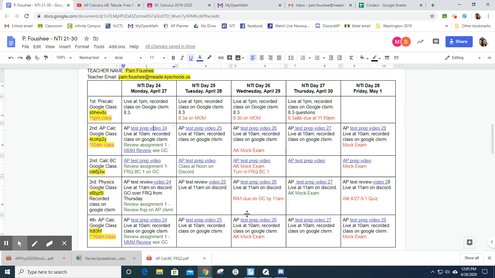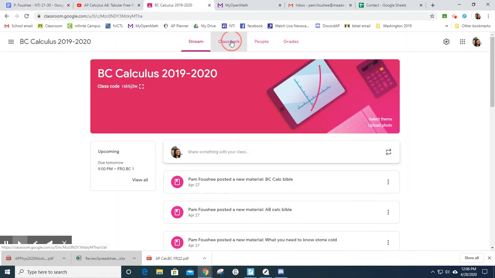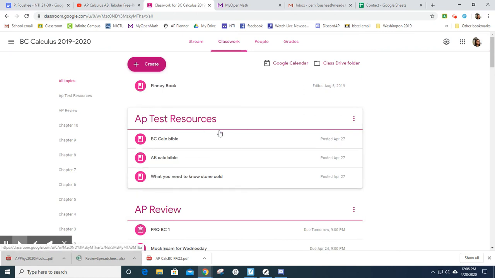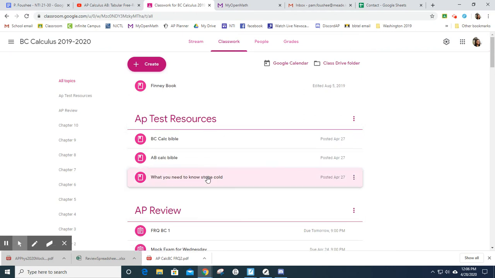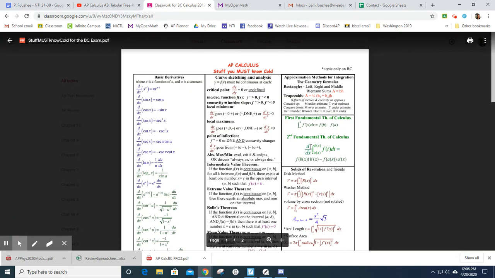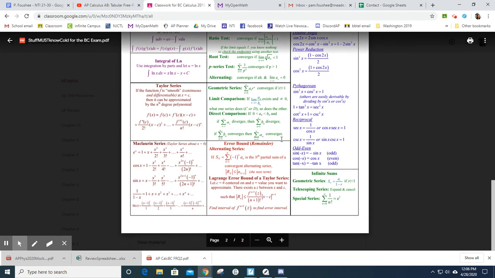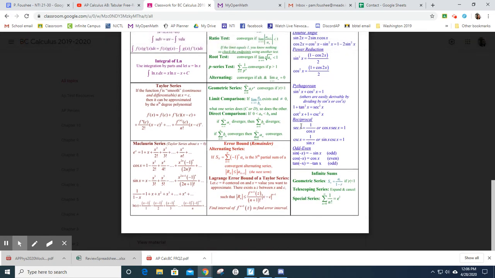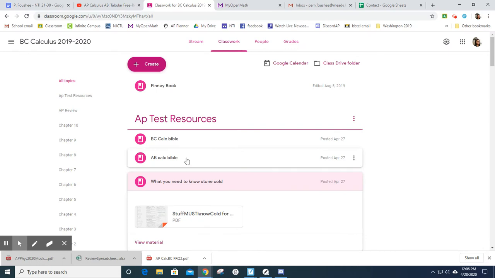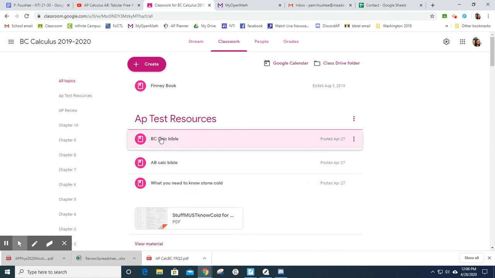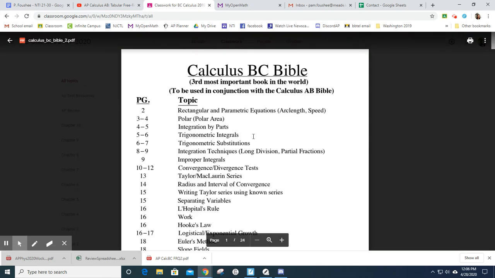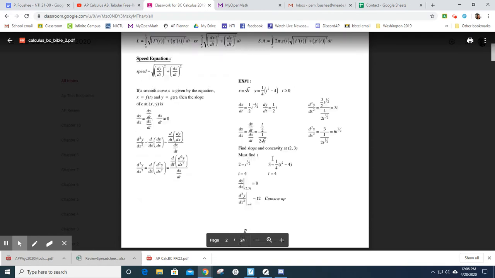If it were me and I were you, over here on BC Calculus, I put up in the classwork AP test resources. This is the what-you-need-to-know stone code, a one-shot piece of paper that has everything on it. And down here are the BC topics, so it's kind of that one spot. Also that one paper we saw on the AP site, where they're doing the videos, I would have that. Also, I put on here, I think it's kind of blasphemous, the AB Calculus Bible and the BC Calculus Bible. You want both of them because you're getting tested on both. But this also has a lot of good stuff in it too.